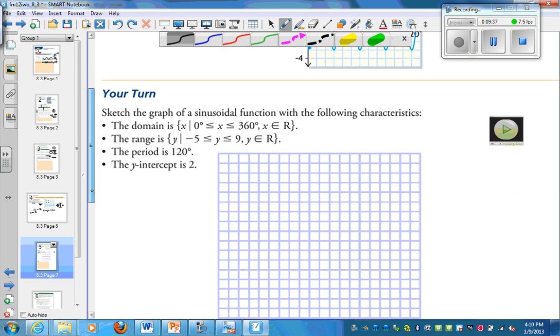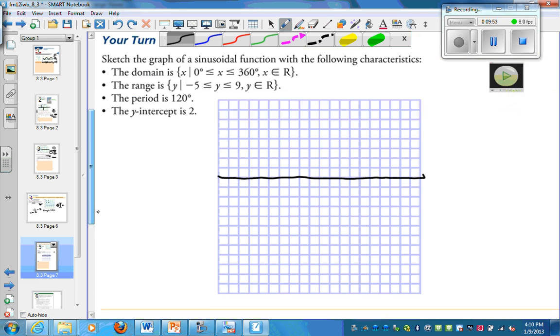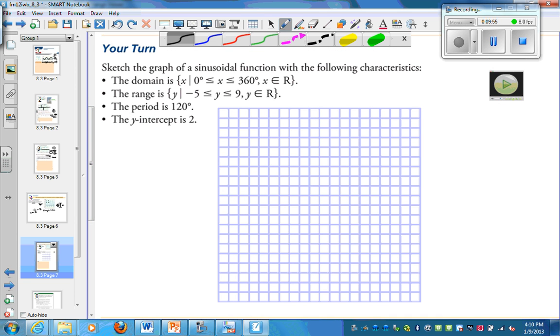Okay, now here's interesting. Sketch the graph of a sinusoidal function which has these characteristics. The domain is between 0 and 360. So that means that my x values, I start at 0 and I go to 360. The range is between -5 and +9. Okay, so I already see that I need to have a little bit better here.